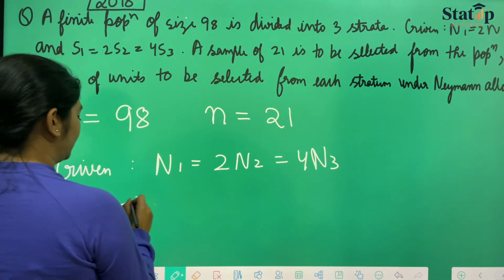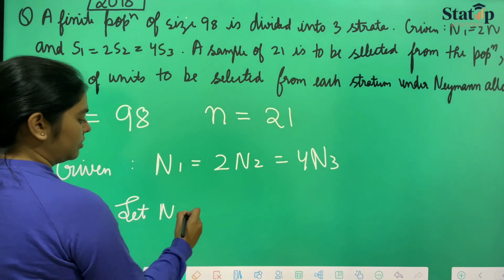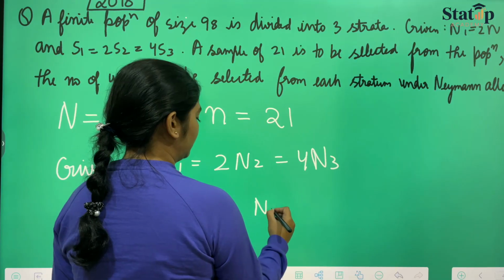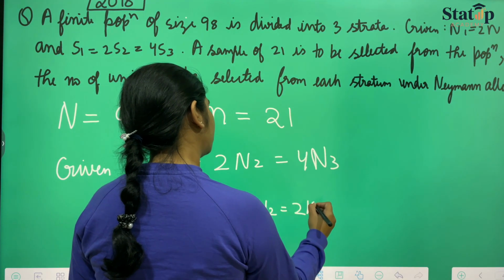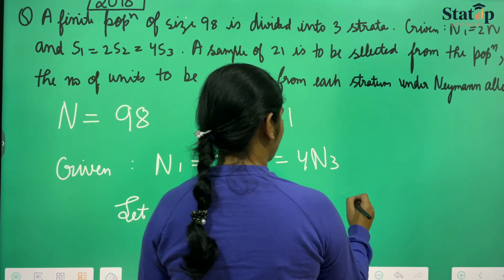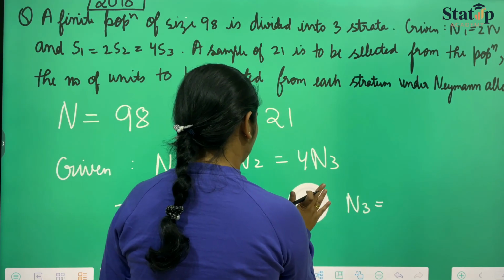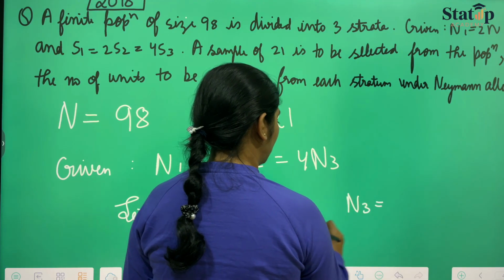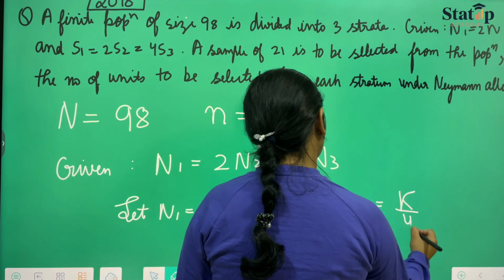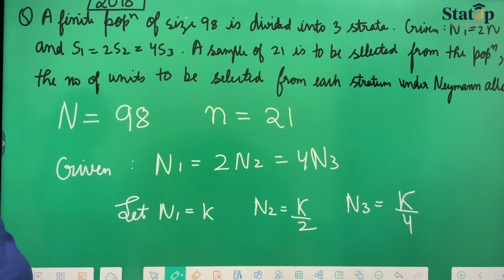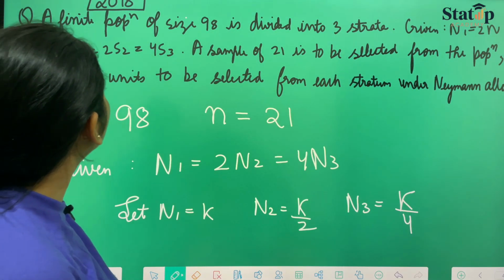So let us take n1 is equal to k, then n2 is equal to 2k, and n3 is equal to k by 2, and n3 is equal to k by 4. So these are the terms: n1 is equal to k, n2 is equal to k by 2, and n3 is equal to k by 4.